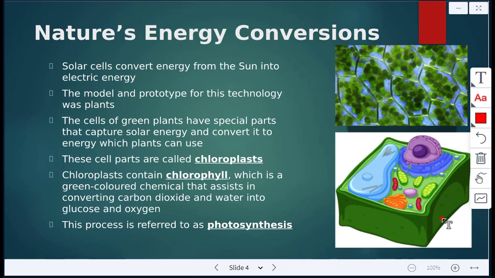Here in this diagram of the cell, this is a plant cell. We can see the nucleus here. These green structures right here, here, and here are called the chloroplasts. These chloroplasts contain a special chemical called chlorophyll. This chlorophyll is a green colored chemical, and it assists in converting the carbon dioxide in the atmosphere and the water into glucose and oxygen. This process is called photosynthesis.